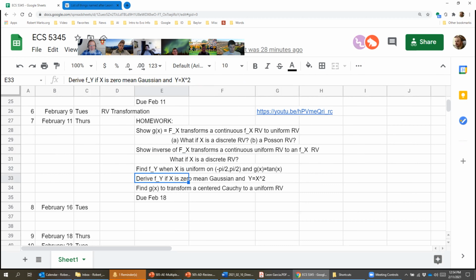Find f of x if x is zero mean, and y is equal to x squared. This is another one. You know what? I might change this. Yeah, I think I'm going to change this to the magnitude of x. Whoops, where'd it go? Okay, it doesn't want to do what I tell it to do.